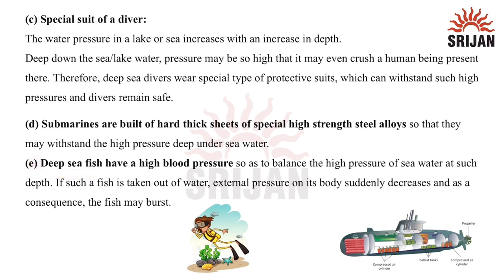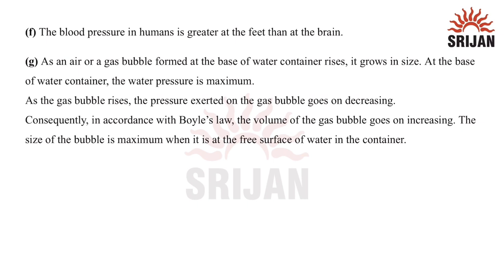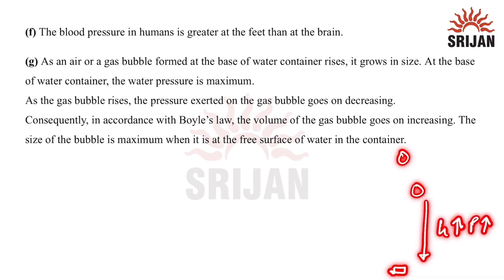Fifth, deep sea fish have a high blood pressure. This is because it balances the high pressure of the seawater at such depth. If a fish is taken out of the water, the external pressure on its body suddenly decreases, and as such, the fish may burst because of the pressure difference. Sixth, the blood pressure in humans is greater at the feet than at the brain. This is because the heart is near the brain, much more than it is near the feet. So the depth is increasing more, so the pressure will be more.